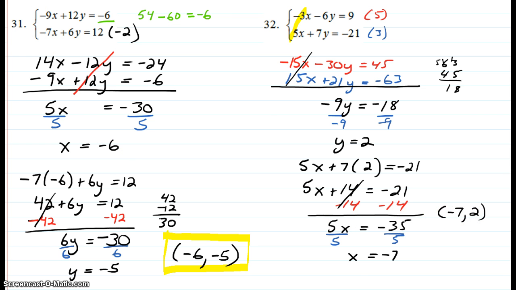We're going to check it by taking it and plugging it into the equation we didn't use. So I didn't use the top one to get the answer. So negative 7 times negative 3 is a positive 21. The 2 times minus 6 gives us minus 12. 21 minus 12 equals 9, which is what we wanted. So that means that this point, negative 7, 2, is our solution.